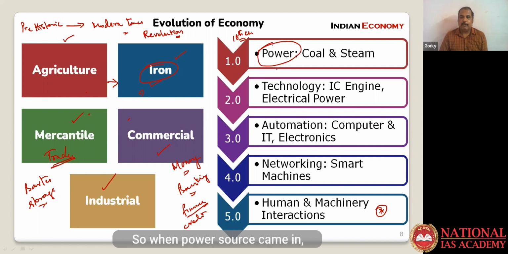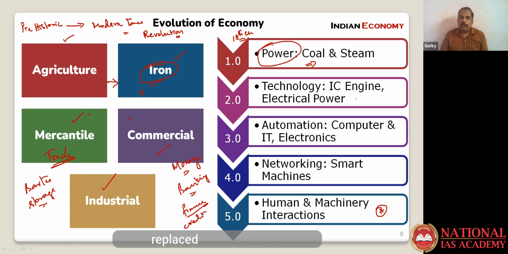When the power source came in, the revolution started with textiles, transport, mining, and shipping, especially shipping, because steam engines were put in use. Railways were started. So they started to use coal, iron, and steam. Now the problem is that the wants extend. Putting in the coal, burning it, getting the steam, is a very tedious process. Whether that power train can be replaced?